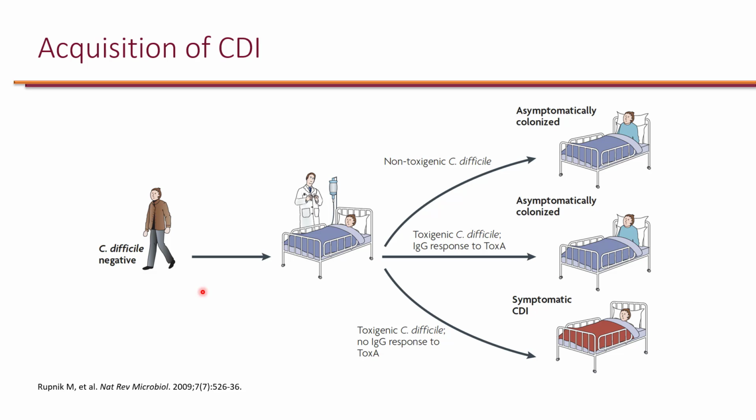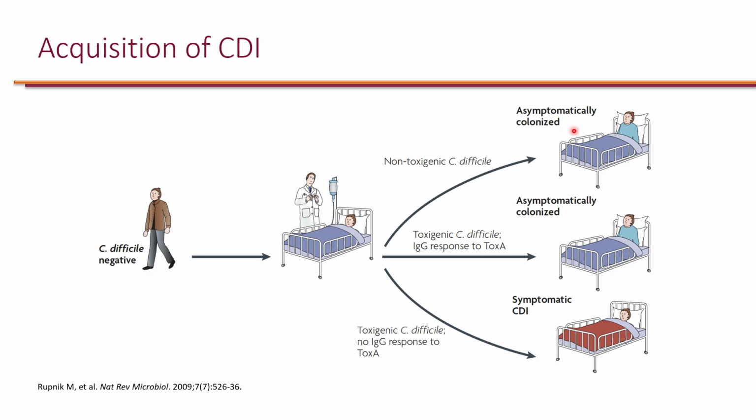About 94% of C. diff infections are acquired in the hospital. So a C. diff negative patient who's hospitalized can be colonized by C. diff. Now, not every strain of C. diff is toxigenic. So some of these patients will be colonized with a non-toxigenic C. diff, meaning that the C.